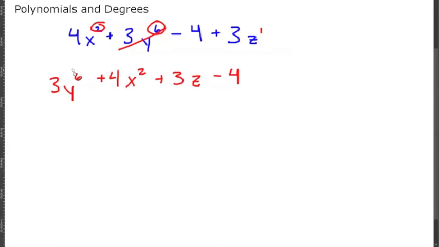So this is writing a polynomial in descending order, and if we asked you to write it in ascending order, you would just reverse this. So then it would be negative 4 plus 3z plus 4x squared plus 3y to the 6th. But typically, you're going to want to write it in descending order.